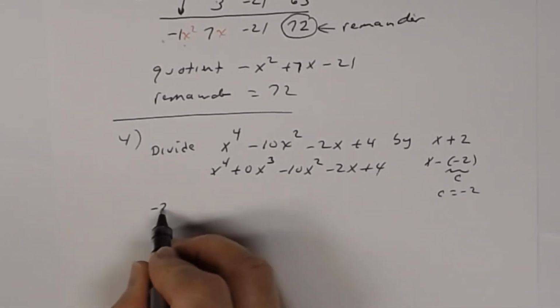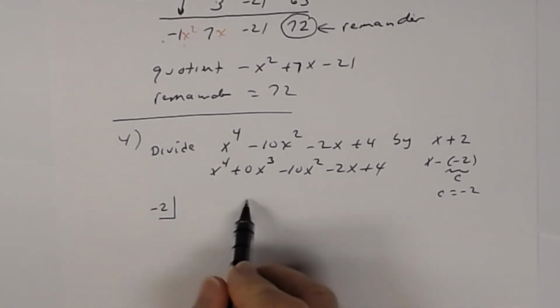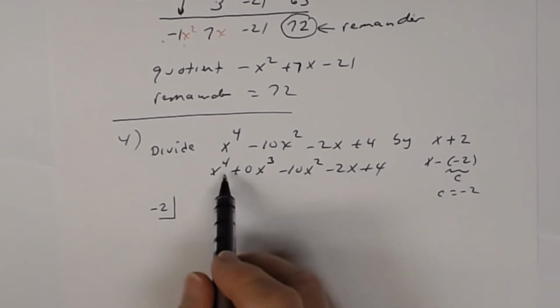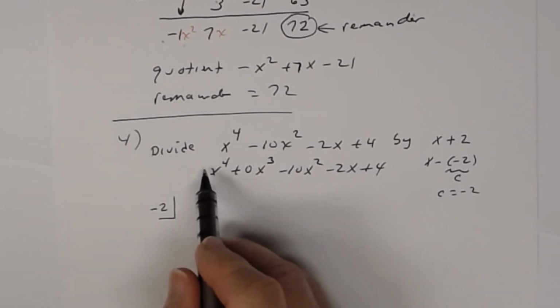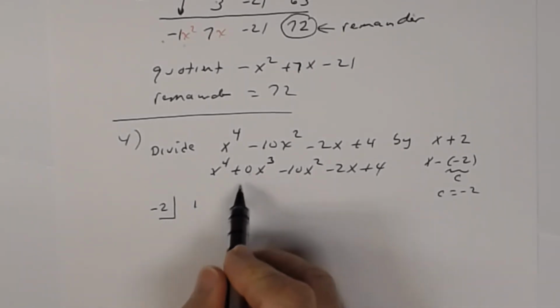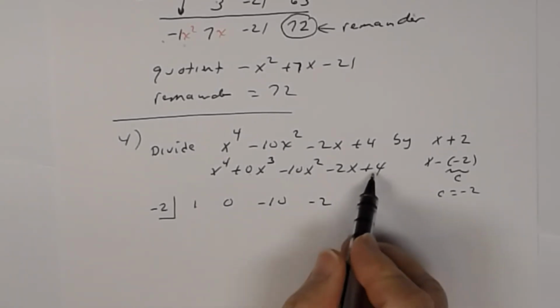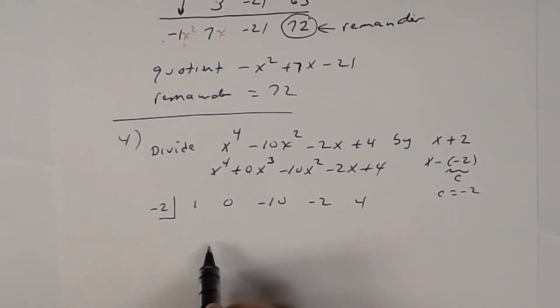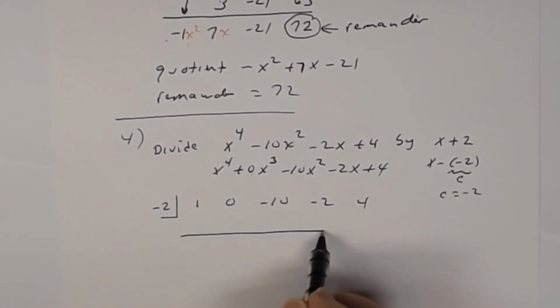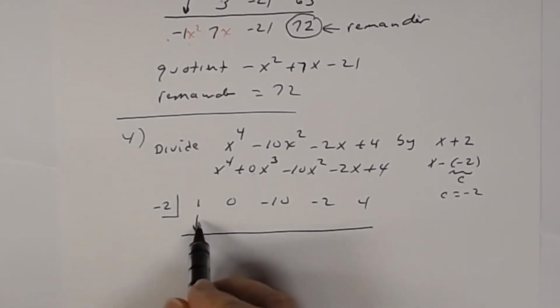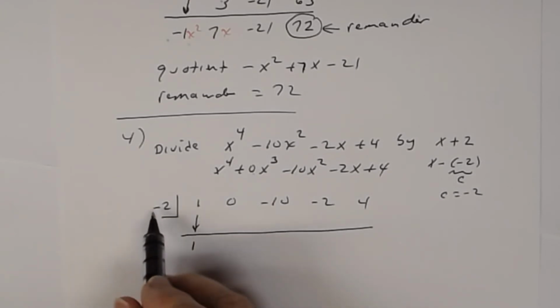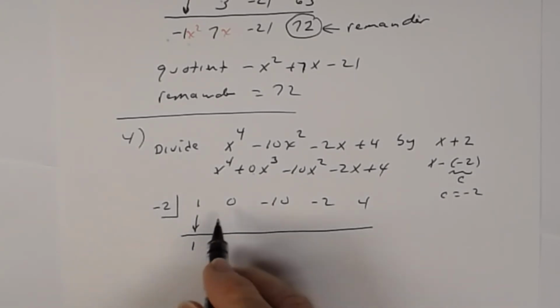So then you're going to say negative 2, backwards L. Then on this side, you're going to put the coefficients you see here, the coefficients of the dividend. So 1, 0, negative 10, negative 2, and 4. Okay? So then you're going to draw your line here. Then you're going to bring down that leading coefficient. And then you're going to multiply. Negative 2 times 1 is negative 2, then add.